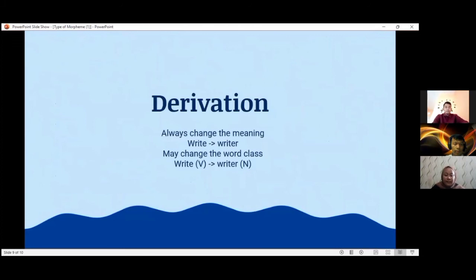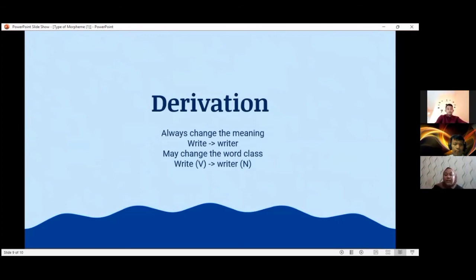This is derivation. Here, that would fall under the heading of inflection. Now, the other types of morphemes that indicate lexical meaning are called derivation, and these always change the meaning of the word they attach to. So in the case of read and write, we had a change from an action to the person who is doing that action, and in the case of likely and unlikely, we had a change from something positive to something negative.